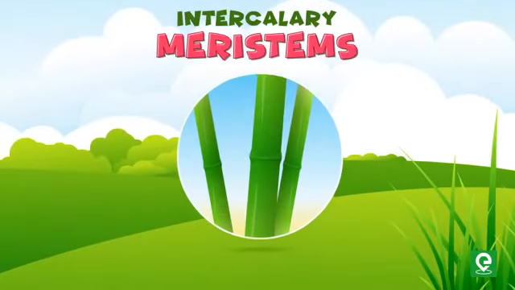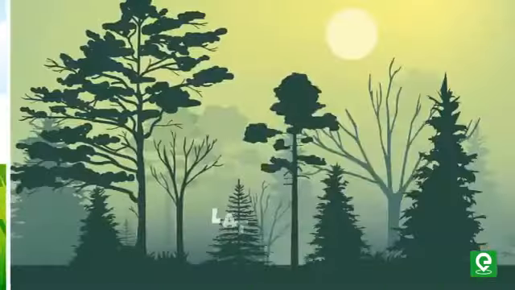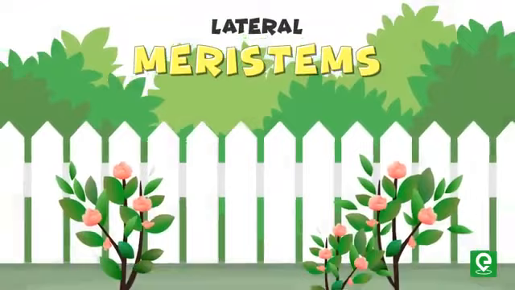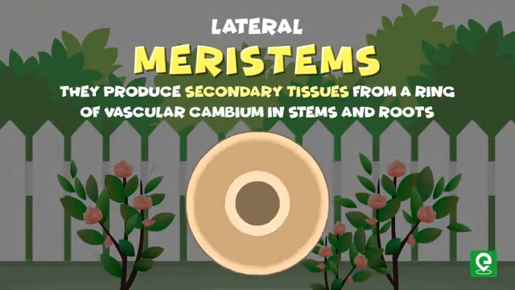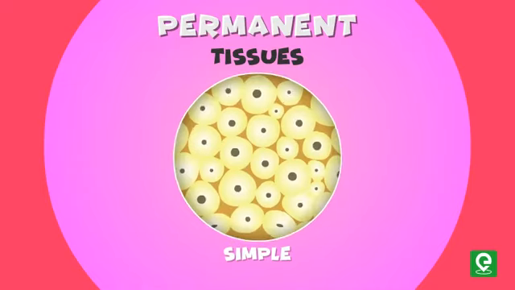Intercalary meristems are present at the nodes of grasses and allow for rapid stem elongation. Lateral meristems are found in all woody plants and in some herbaceous plants, and they produce secondary tissues, such as vascular cambium in stems and roots. Permanent tissues do not generally divide further, and they are of two types: simple tissue and complex tissue.